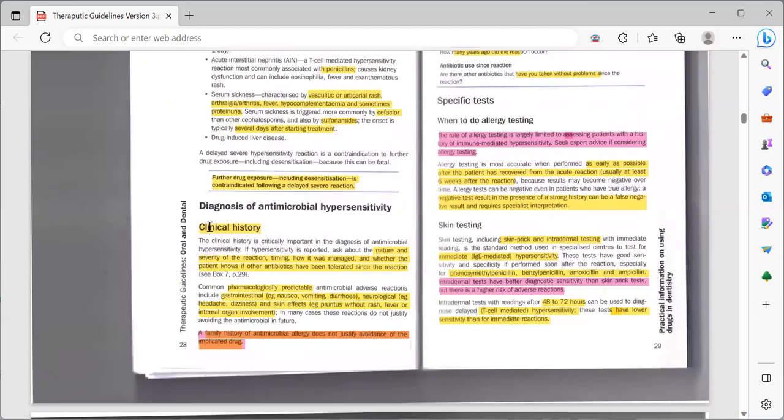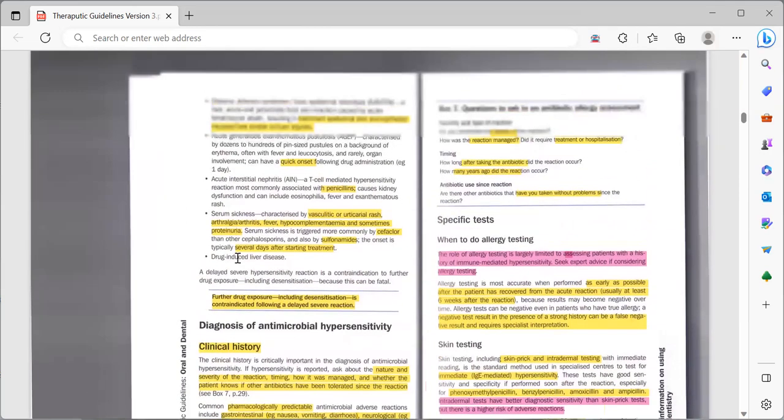Okay, so in the history, which are the important things that you need to ask from the patient? The clinical history is critically important in the diagnosis of antimicrobial hypersensitivity. For example, if hypersensitivity is reported, ask about the nature and the severity of the reaction. Like you need to ask what actually happened at that time. Like they have provided these questions.